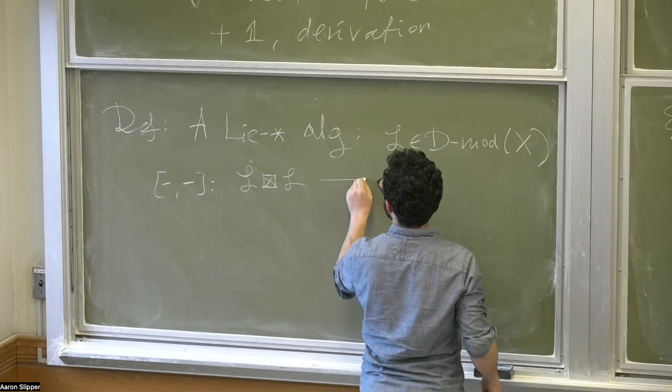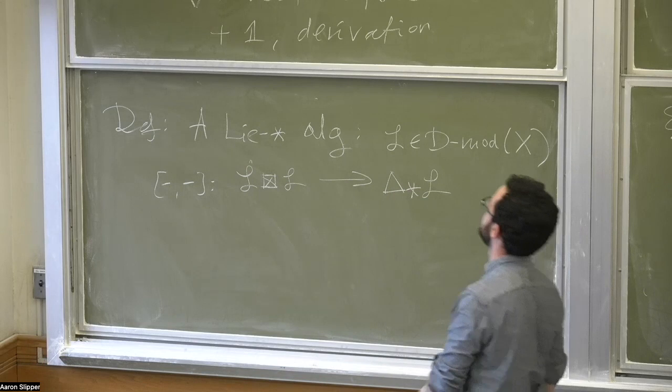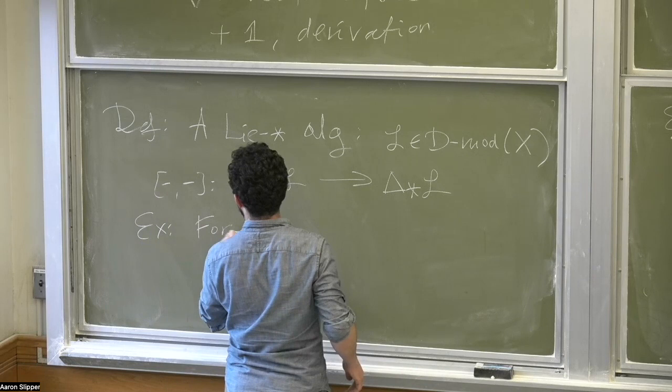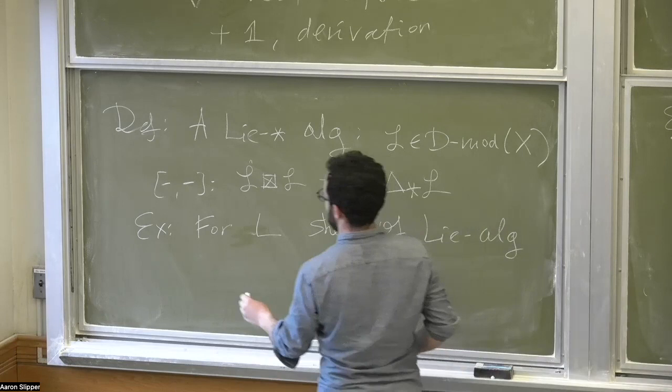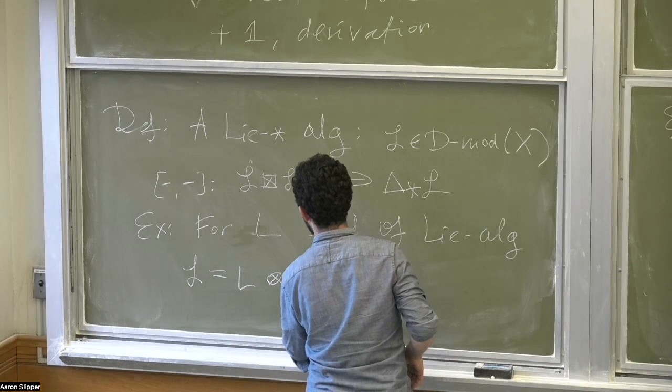Anyway, going here. So for example, for any... we have a sheaf of Lie algebras. In particular, we can do it constant. Then L tensor-right-open over X is a Lie algebra.